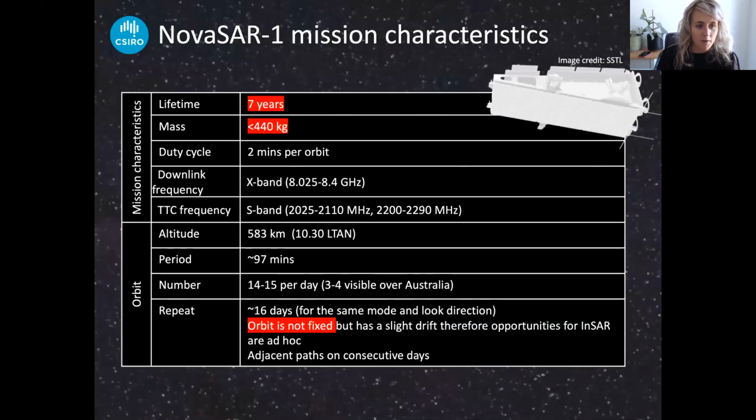So if we look here at some of the mission characteristics, I'll highlight some of the key things in this table for you. Firstly, the satellite mission has a life of 7 years. The satellite itself weighs less than 500 kilograms, so it's classed as what we would call a small satellite. So it's quite significantly smaller than platforms such as Sentinel-1. It resides in a sun-synchronous orbit, but a critical point to note here is that that orbit is not fixed. It has a slight drift. And this means that opportunities for interferometric applications will be ad hoc throughout the mission life.